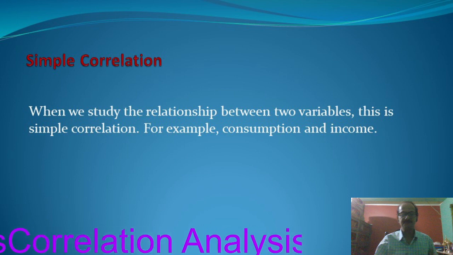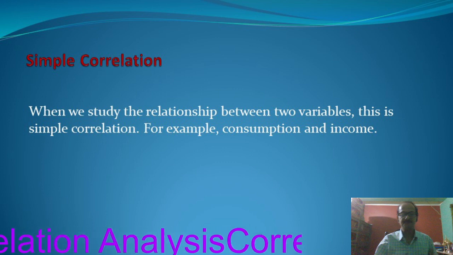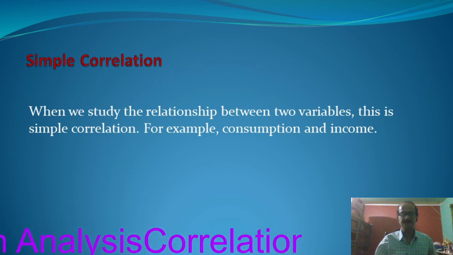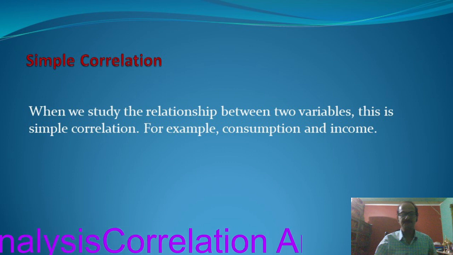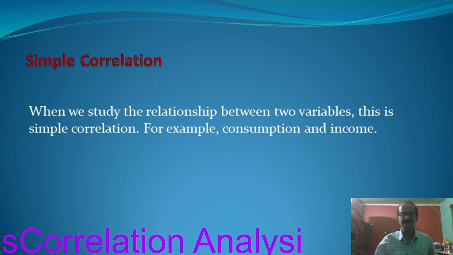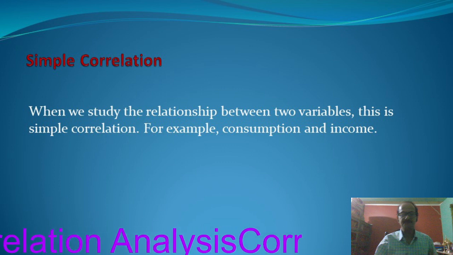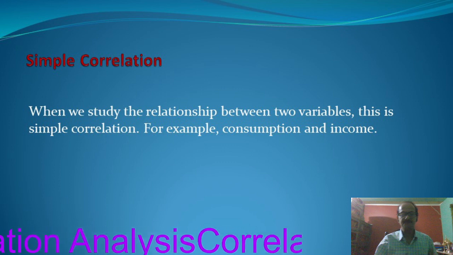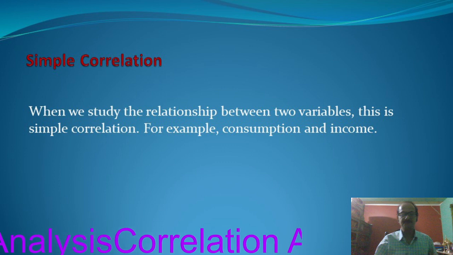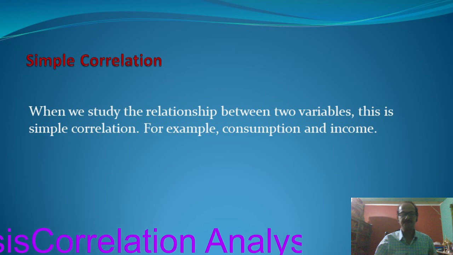Simple correlation. When we study the relationship between two variables, this is a simple correlation. For example, consumption and income. Here, consumption is a function of income. Consumption is the dependent variable and income is the independent variable. So with the change in income, consumption changes. With the increase of income, consumption increases. With the decrease of income, consumption decreases. Thus, consumption depends on the level of income. So this is simple correlation.